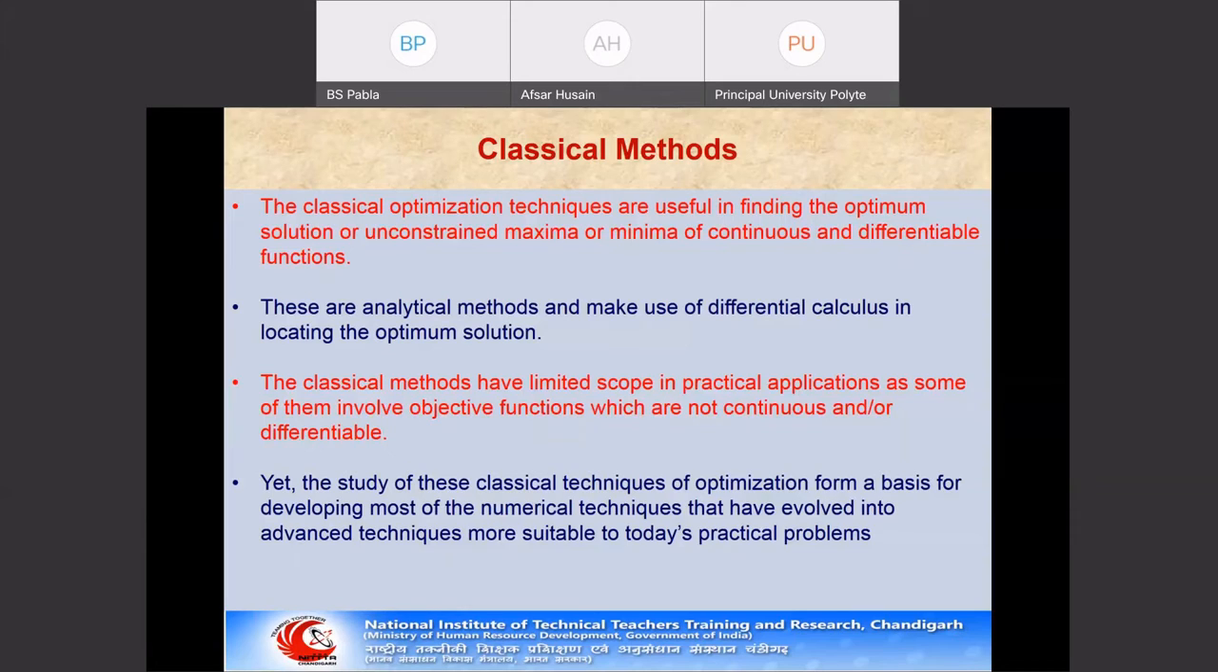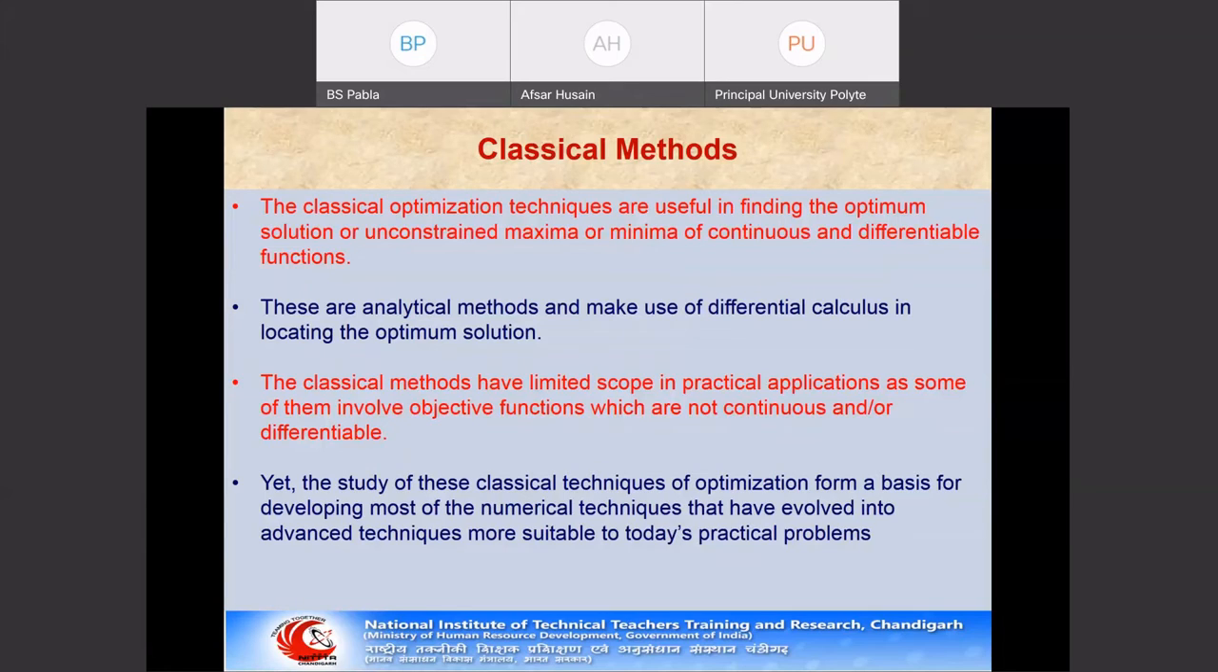Okay, it is written: these are analytical methods and make use of differential calculus in locating the optimum solution. The classical methods have limited scope in practical applications, and some of them involve objective functions which are not continuous and/or differentiable. Yet the study of these classical techniques of optimization forms the basis for developing most of the numerical techniques that have evolved into advanced techniques more suitable to today's practical problems.